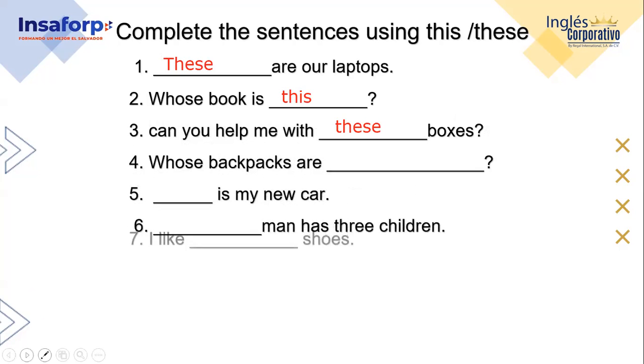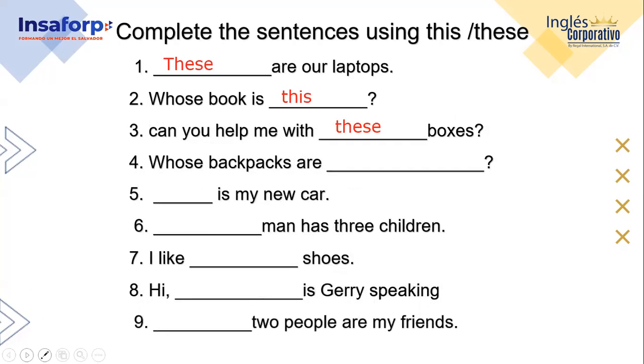I have these other sentences here. So tell me which one I need to use. Whose backpacks are these? Plural, so I need to use these. Este es mi carro nuevo. Singular. Okay, this is my new car. Este hombre tiene tres niños. Es singular. Only one man. Singular.